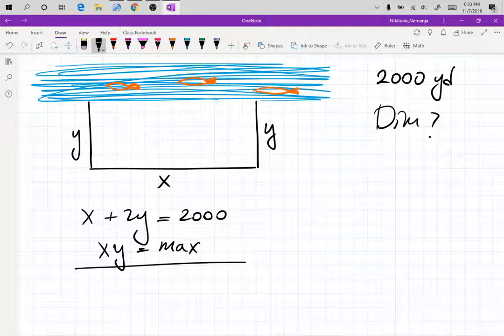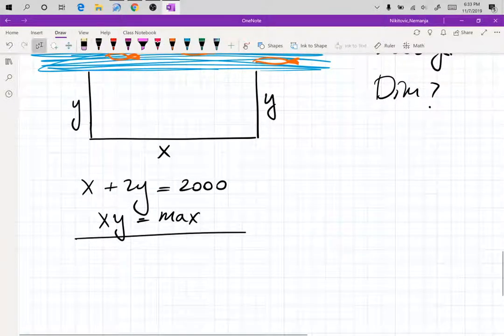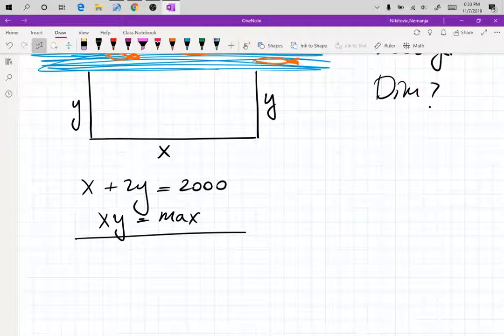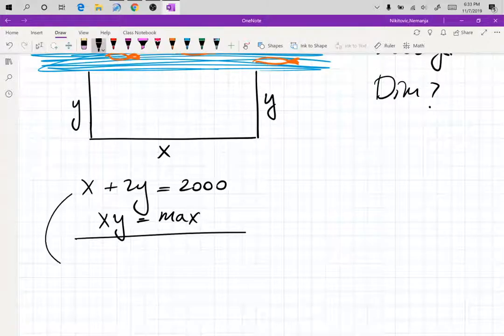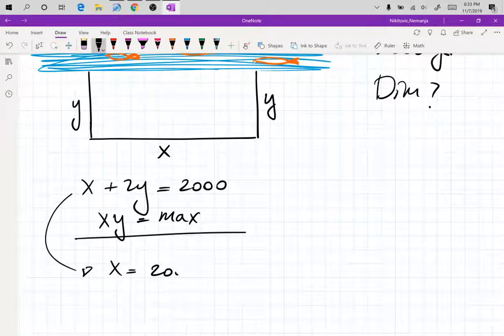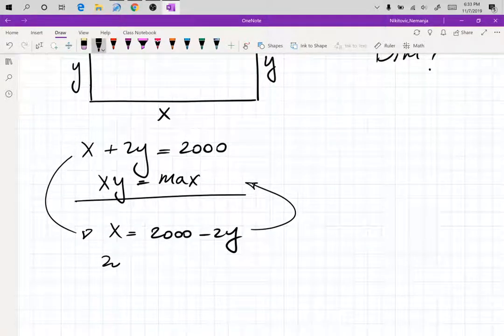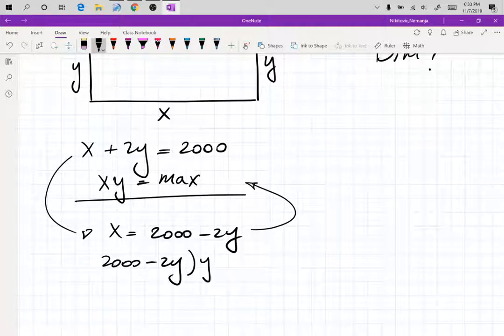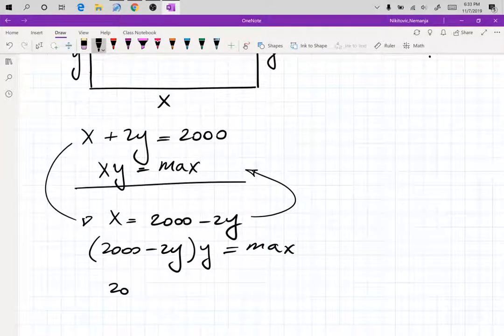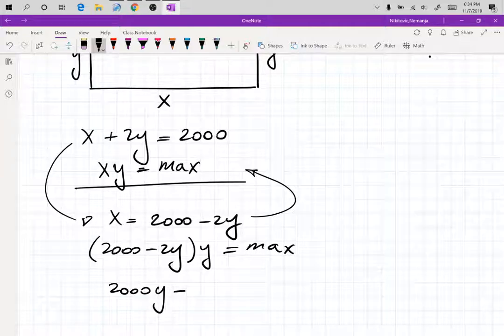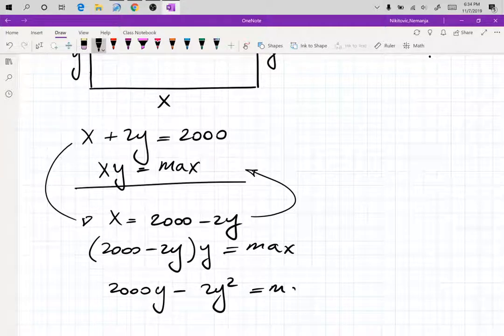So we have our equations. Now, this time around, I am going to solve for x rather than y, because I don't want to deal with fractions, right? If I solve for y, I'll have x over 2. And then I have to drag that through my calculations. So I'm going to solve for x this time. And that's going to be 2,000 minus 2y. And I'm going to plug that into this equation to have (2,000 minus 2y) times y equals a max. And then 2,000y minus 2y squared equals a max.